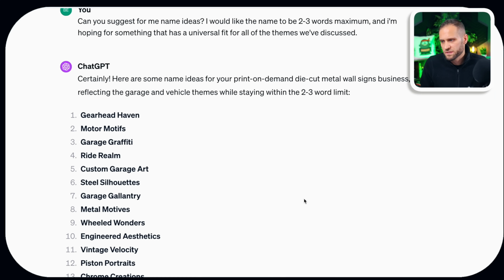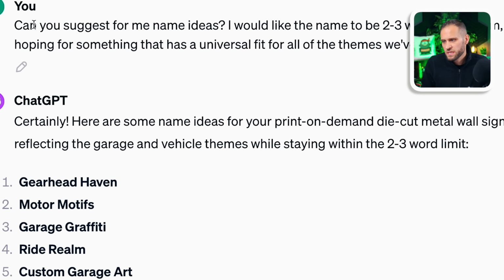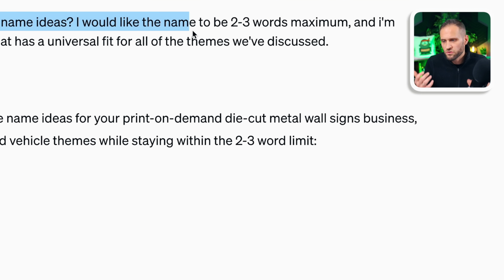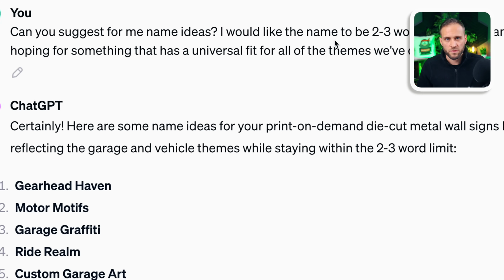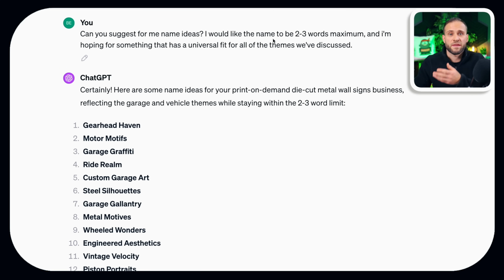Obviously, our next step here too is thinking of a name for our store. ChatGPT is going to be perfect for this. I basically said to it, can you suggest some name ideas? I would like the name to be two to three words maximum, and I'm hoping for something that has a universal fit for all the themes we've discussed, basically referring to the fact that I've discussed with ChatGPT already that this is going to be a store catering to niches like car lovers, boat lovers, motorcycle enthusiasts, and things like that.